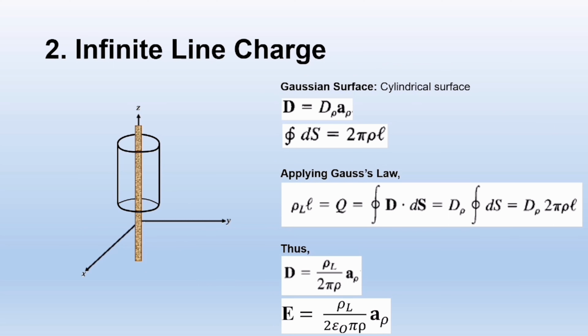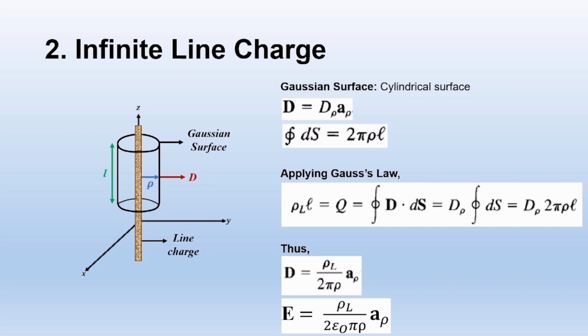The next application is infinite line charge. Consider an infinite line of uniform charge lying along the z-axis and a cylindrical surface of radius rho with height L that encloses the line charge. Since the cylindrical surface satisfies the symmetry condition, the Gaussian surface for infinite line charge is cylindrical.